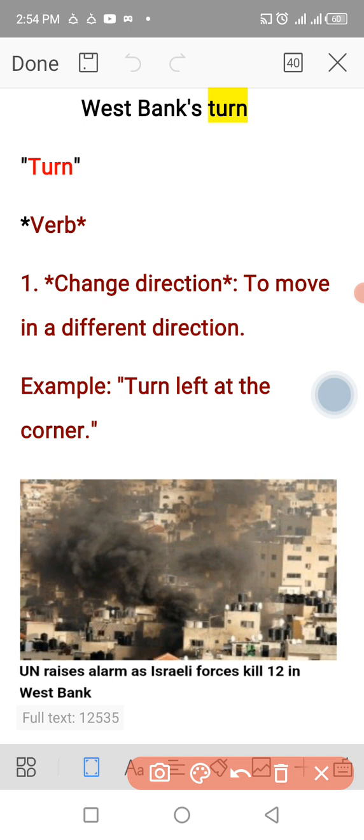The first headline is "West Bank turns." Turn is a verb: to change direction, to move in a different direction. For example, turn left at the corner.